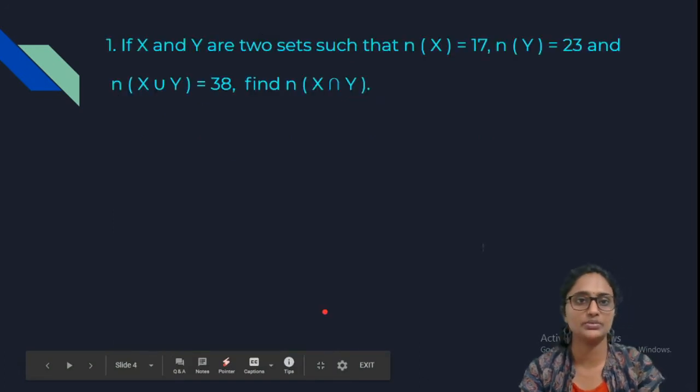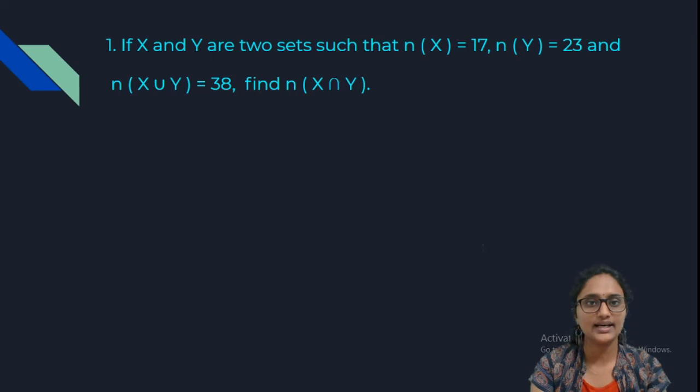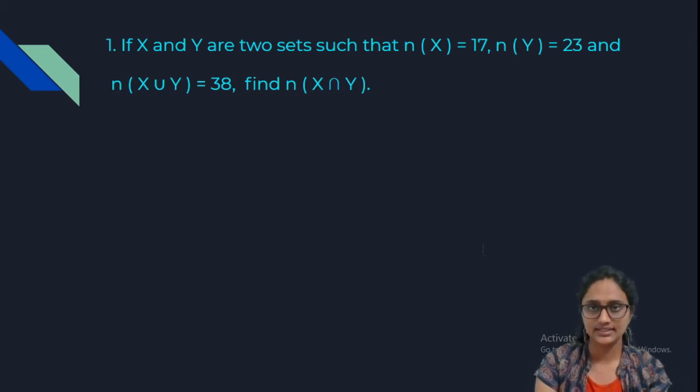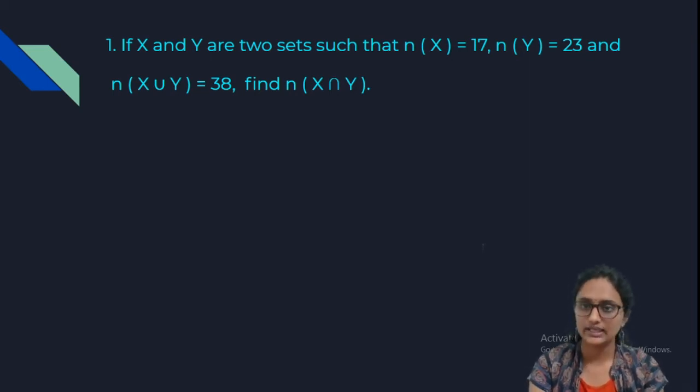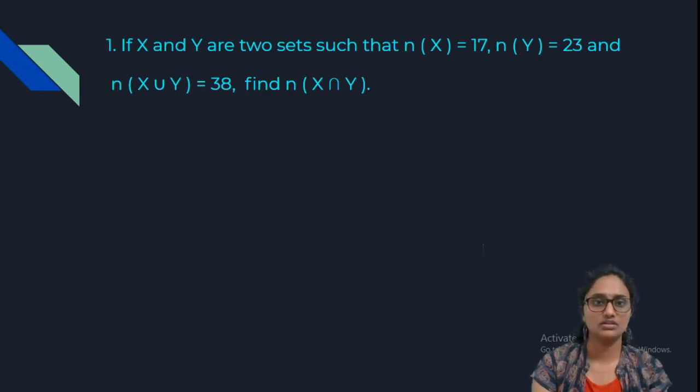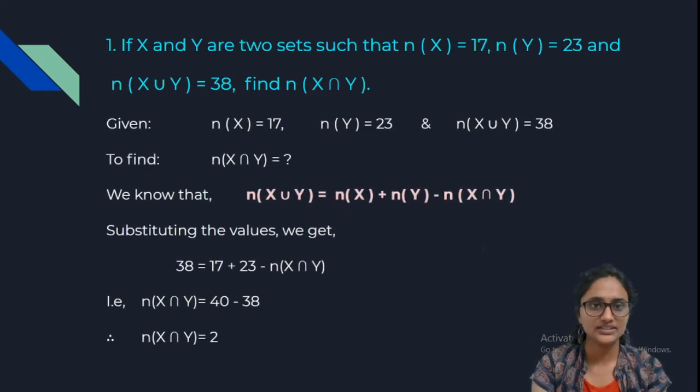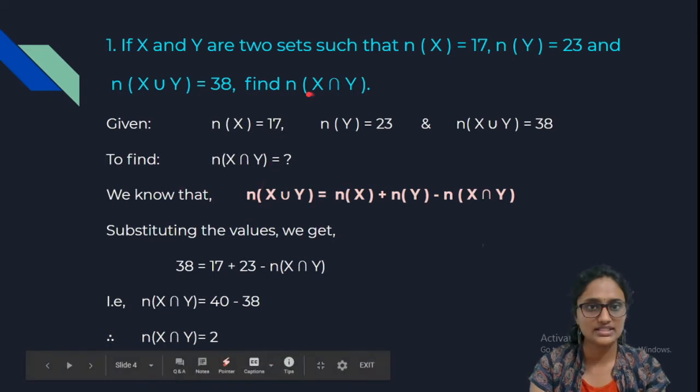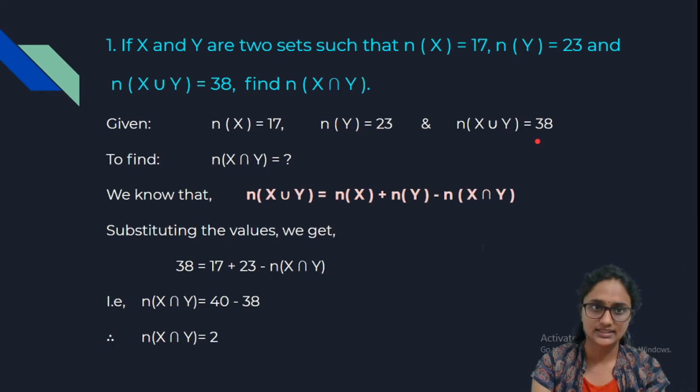So first problem: if X and Y are two sets such that n of X equal to 17, n of Y equal to 23 and n of X union Y equal to 38, then find n of X intersection Y. So we are given the number of elements in both the sets and the number of elements in their union. We need to find n of X intersection Y.